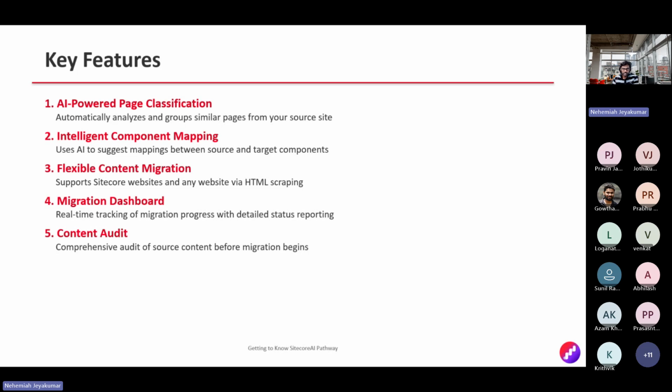advantages and some of the disadvantages at a later stage, but this basically is going to help you group it from the source pages perspective. And based on the pages, it is going to find the target template and then migrate that. It also has intelligent component mapping, so AI suggests how a source component template matches with the target template as well. And it supports both Sitecore websites and any website.